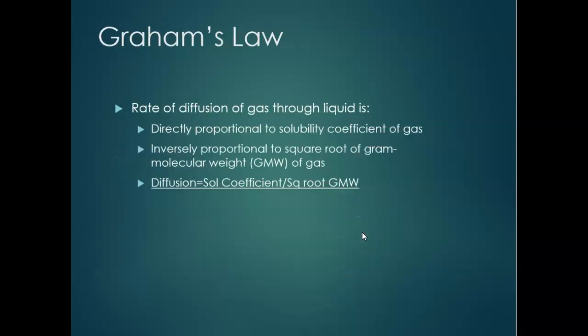Graham's law talks about the fact that the diffusion of gas is going to be proportional to the solubility coefficient. So how likely something is to be diffused across this membrane is dependent on how soluble it is. But then it's inversely proportional to the molecular weight of a gas. So the more soluble it is, the more likely it's going to diffuse, but the bigger it is, the less likely it's going to diffuse.